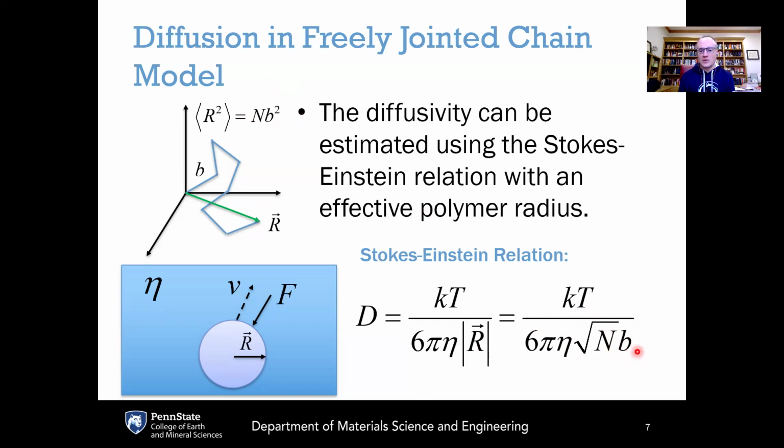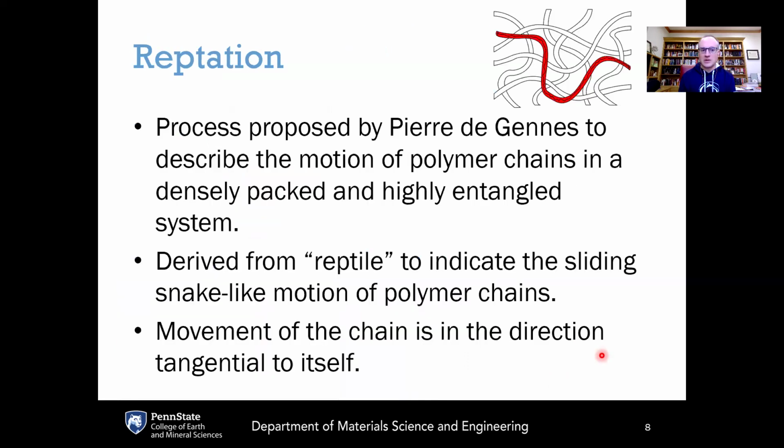And what this tells you then is that there is an inverse relationship between the diffusion coefficient and the viscosity, but also an inverse relationship between the diffusion coefficient and the square root of the length of the polymer. So as the polymer is getting longer and longer, its diffusion coefficient is going down. Now, what happens if you've got a really long kind of entangled web of different polymer chains? In this case, the process of diffusion is governed by something called reptation.